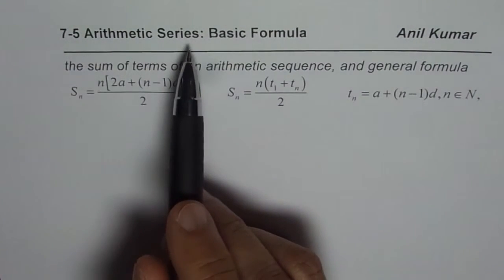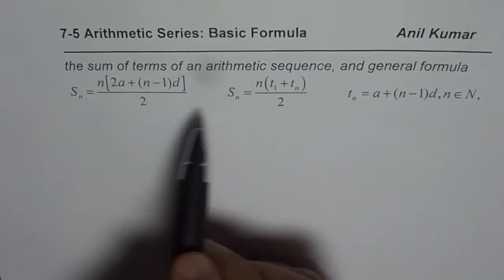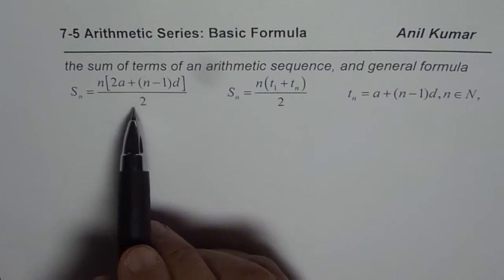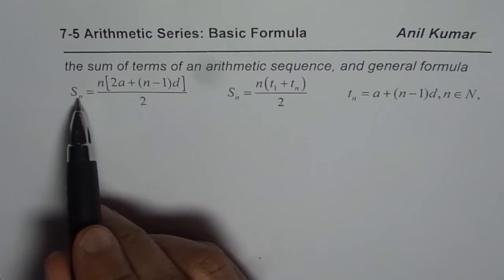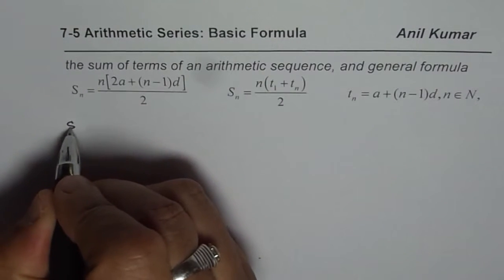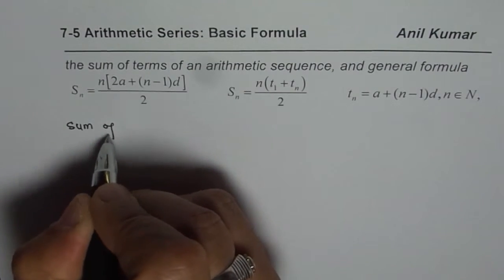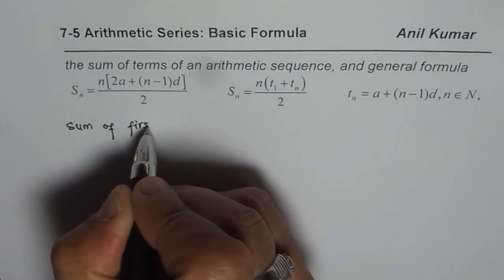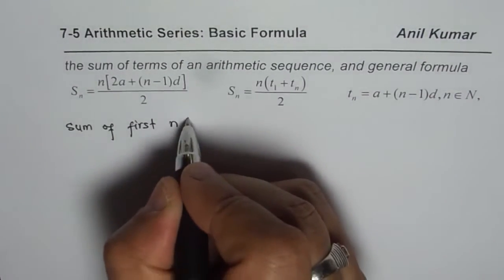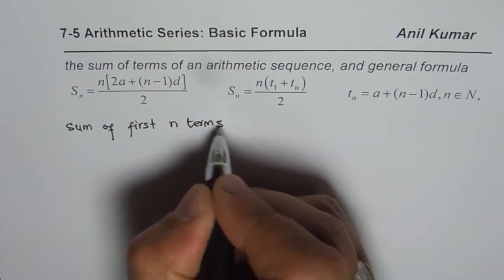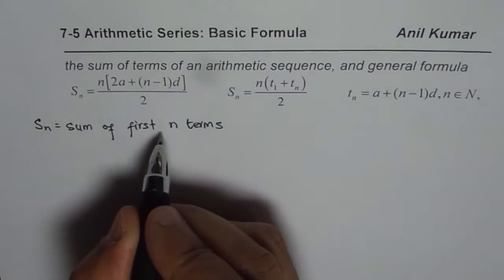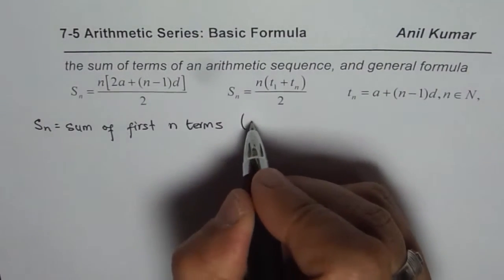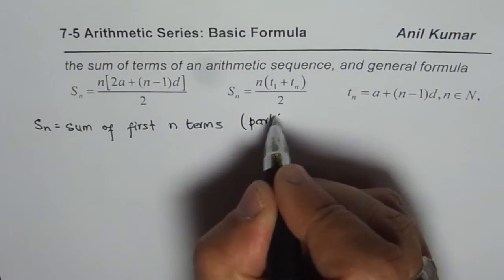Now in arithmetic series we have a couple of formulas. Two of them are here. Sum of n terms, sum of first n terms. We also say this is the sum of first n terms. That is what we mean by S of n, right? S of n means sum of first n terms. So this is also referred to as partial sum.